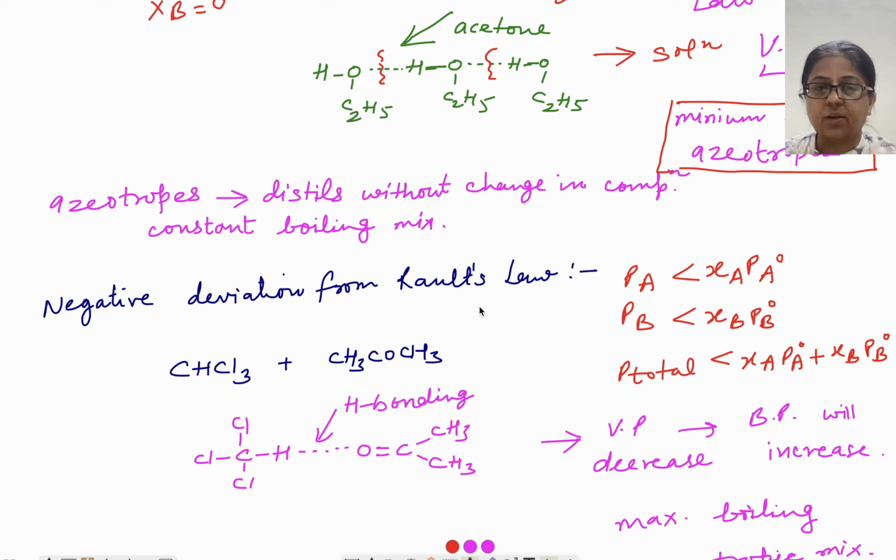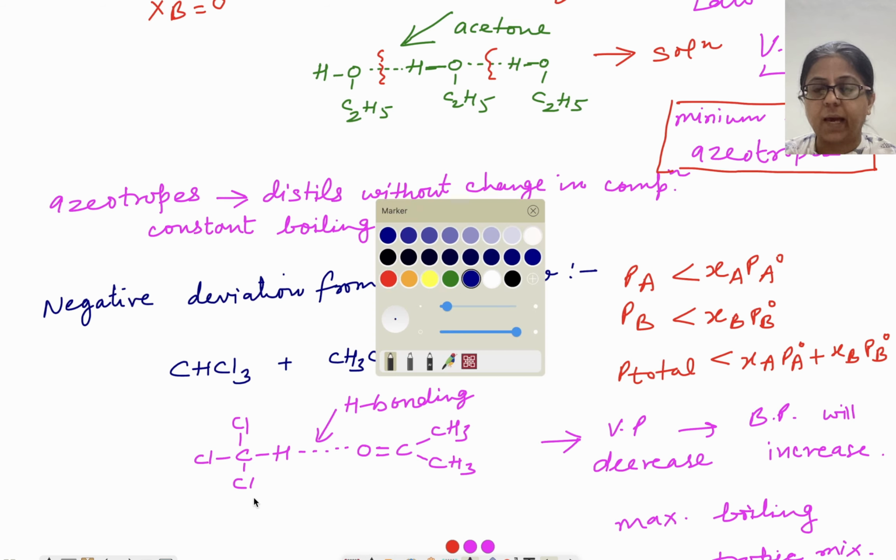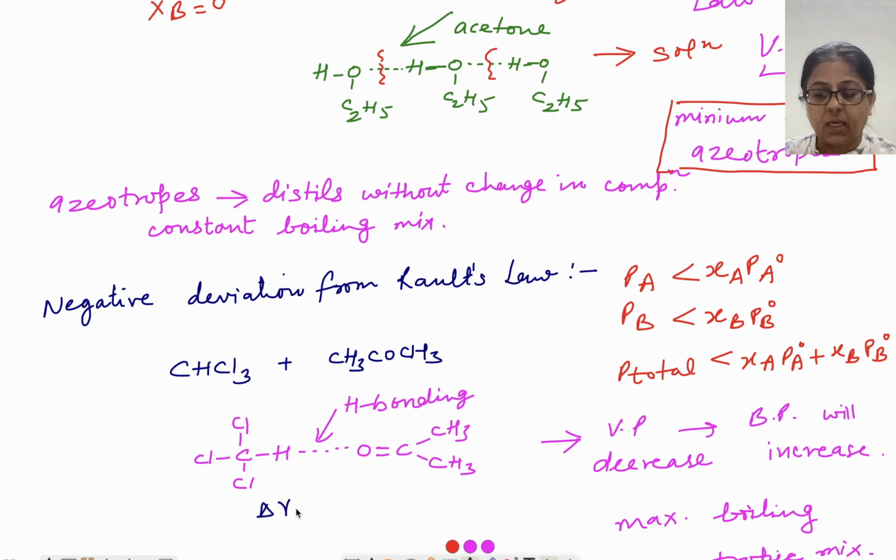In case of negative deviation from Raoult's law, if there is a formation of hydrogen bond or dipole-dipole interaction, then delta V mixing will not be equal to 0, and delta H mixing will also not be equal to 0. In fact, it will show the positive value. So delta V mixing will be positive, and delta H mixing will also be positive in case of negative deviation from Raoult's law behavior.